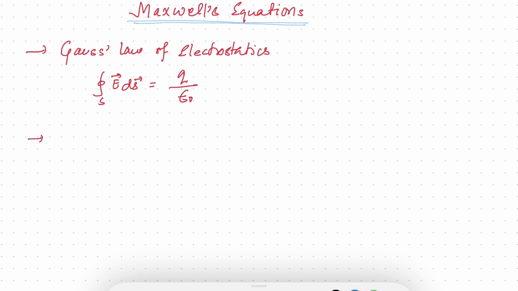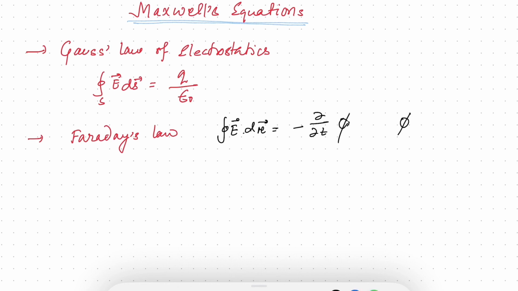Then next, Faraday's law. That is integration E dot dr vector is equal to minus del by del t of phi, where phi is nothing but the integration of B dot ds vector, right?